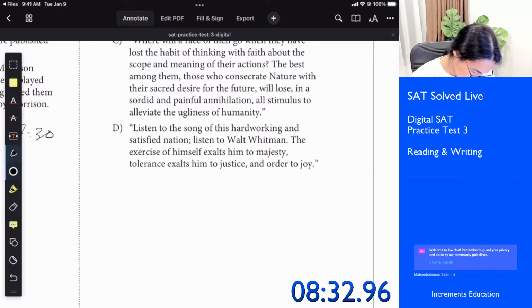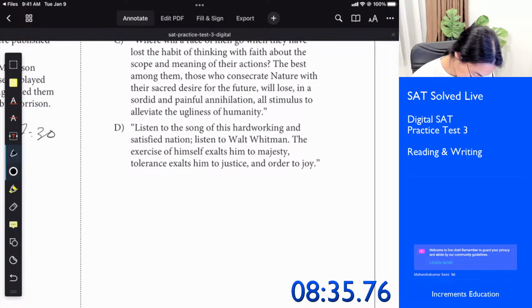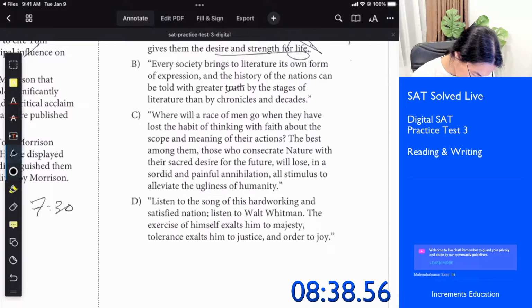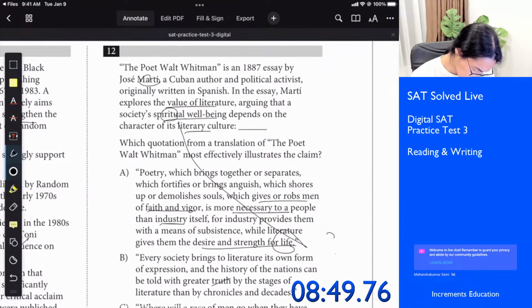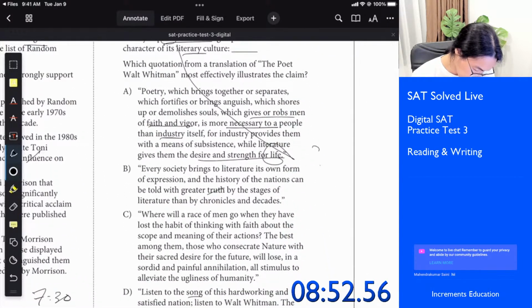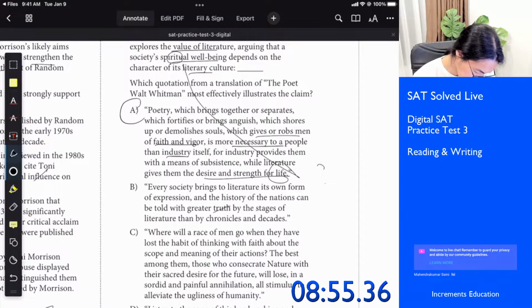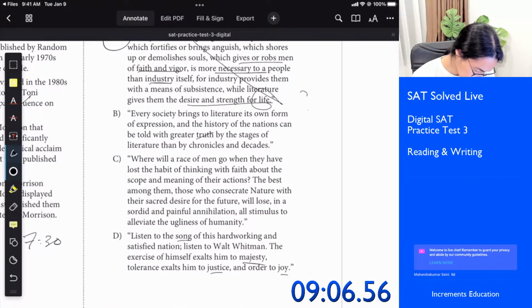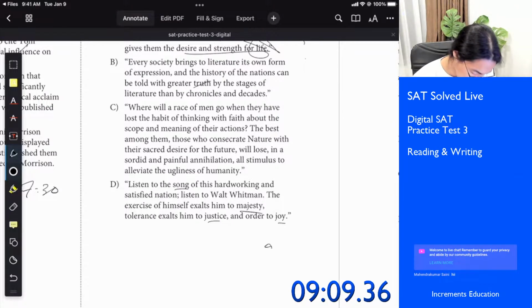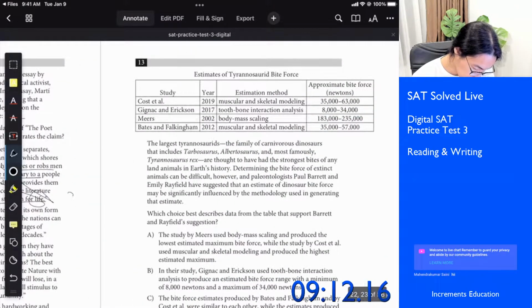Okay, there's no literature in this one. The exercise of exhaustive majesty. The song of this harmony satisfied nation. List of Walt Whitman. This exercise of exhaustive majesty, justice, joy. That sounds like spiritual. But is that an argument? That's not the argument. Yeah, this is the argument. Ooh. Yeah. And then we also have souls, by the way, which connects. So 908, that took a minute and a half.